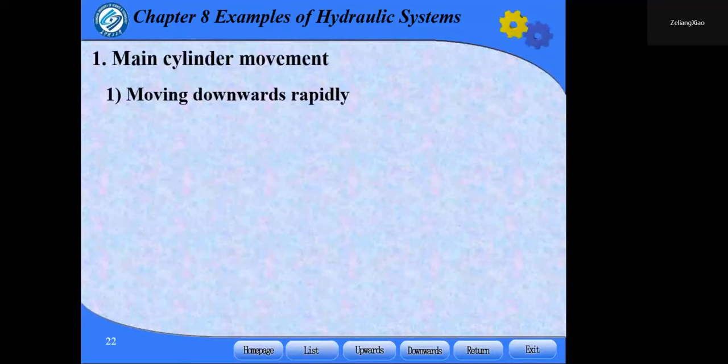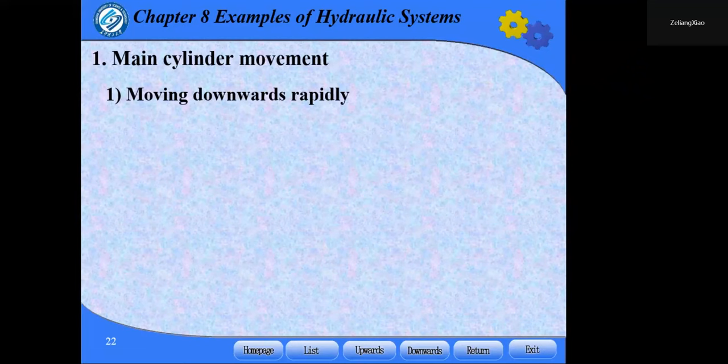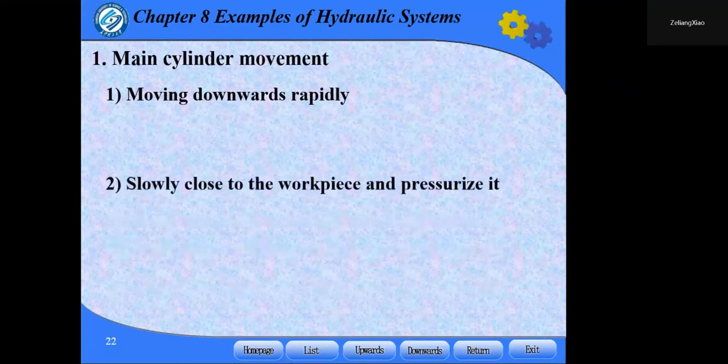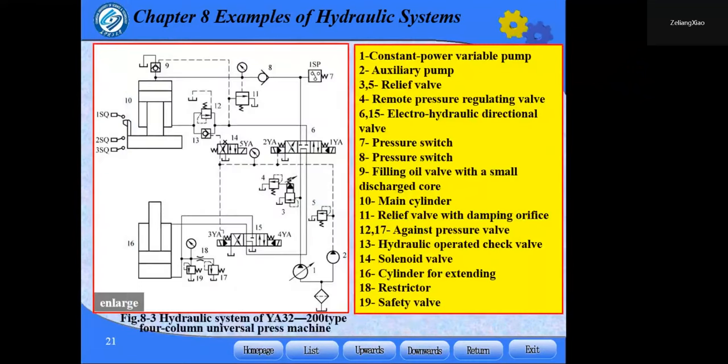And when the distance switch 1ST is pressed by the sliding block of the main cylinder, 2YA is released. The piston of the main cylinder is sealed by valve 6 with the M-type neutral function, which indicates the finished retraction. Oil from pump 1 flows to the reservoir through valves 6 and 15, and pump 1 is under unloaded condition.